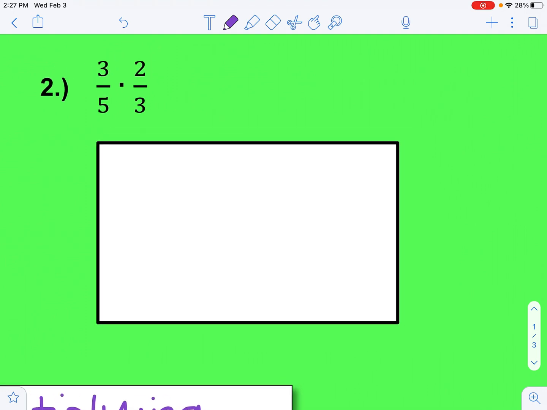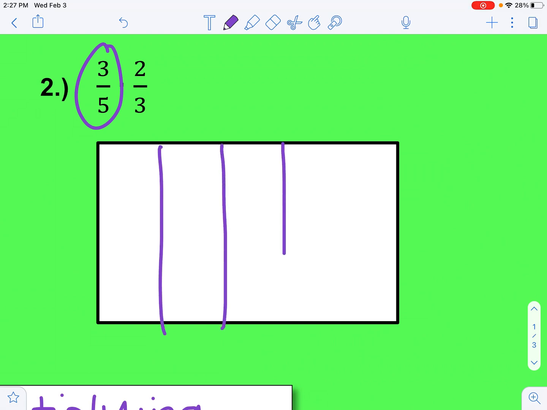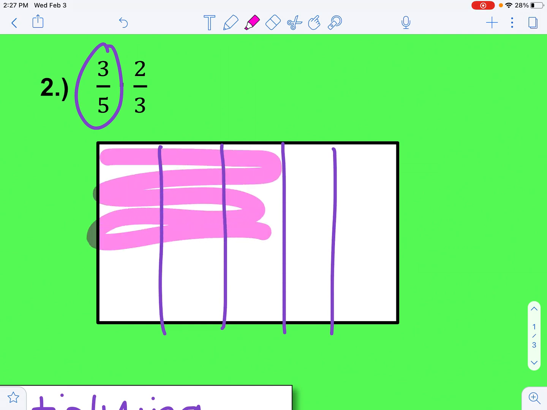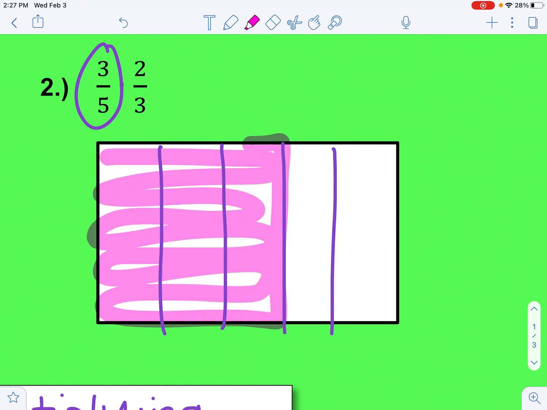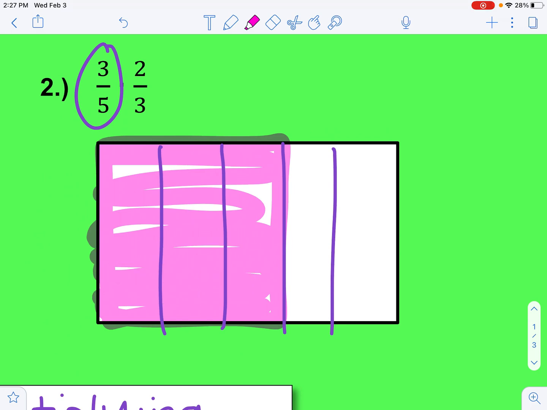This time we have 3/5 times 2/3. So our first fraction is 3/5, which means we need to divide this box into fifths. Okay, so do your best. 1, 2, 3, 4, 5. Not quite even, but I did the best that I could. Okay, and we're going to color in 3 of those boxes. Alright, so go ahead and shade it in.